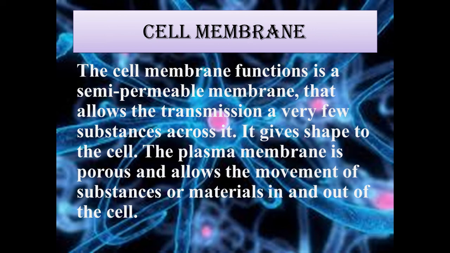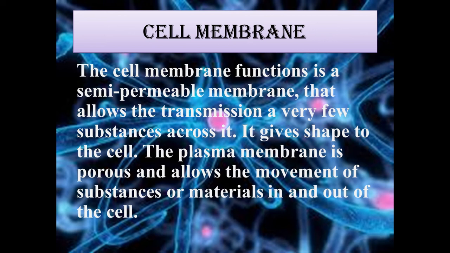Now if we talk about plants, they have an additional layer surrounding the cell membrane. It is required by plants for protection. This is called the cell wall. It provides protection against high temperature, high wind speed and atmospheric moisture.